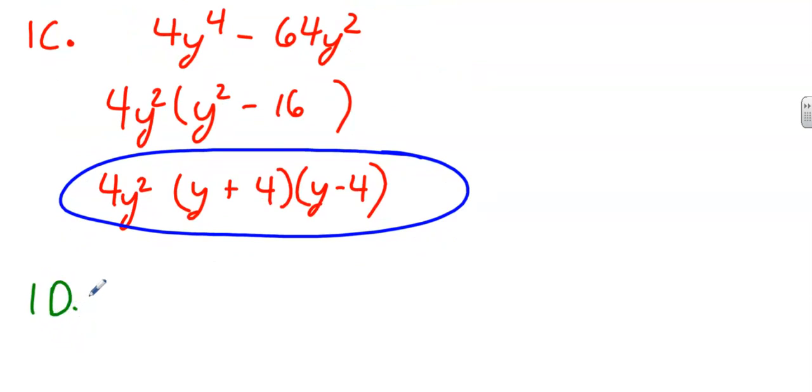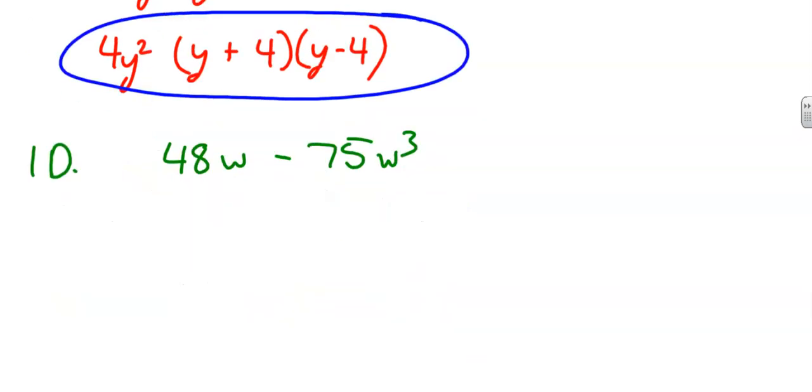Okay, and one more, and we'll wrap this part of it. 48w minus 75w to the third. Again, neither one of them is a perfect square as they are. 48 and 75, you just have to figure out what you can divide into both of those. If you start listing, this one's even, this one's odd, so you know that 2's and 4's and 6's are out, because if one's even and one's odd, it can only be an odd number that you can divide into it.